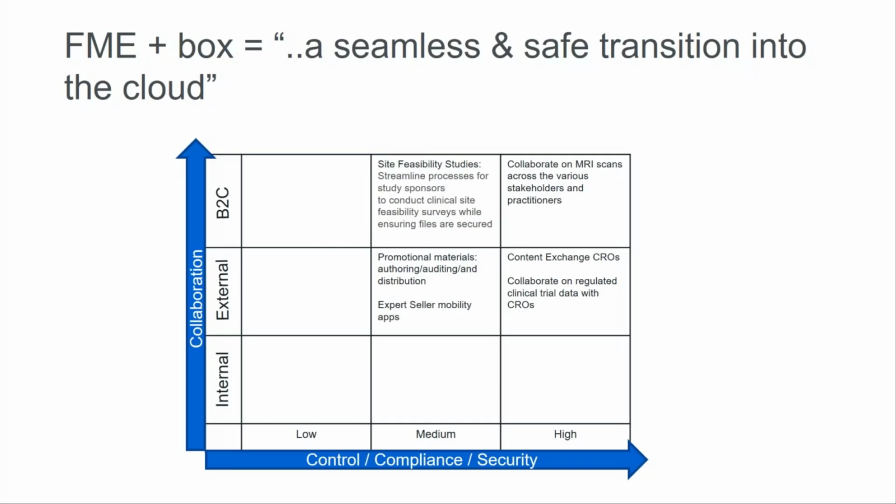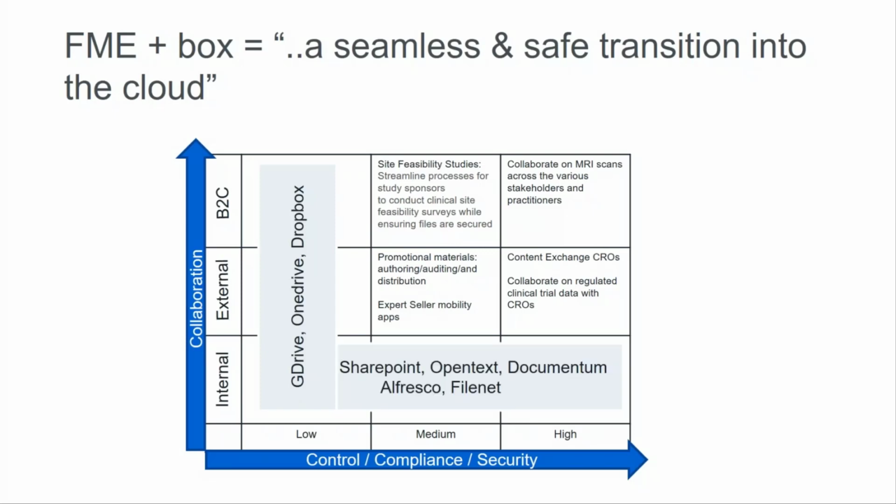If you look at how the market maps onto that, say internal, external, and B2C on the collaboration side on the vertical axis, and then low to medium to high on control, compliance, and security, traditionally technologies like G Drive, OneDrive, Dropbox, often through Shadow IT even, have been very good at external collaboration, but are lacking to some extent in compliance and security functionality. On the other hand, you've got SharePoint, OpenText, Documentum, Alfresco, and FileNet that are very strong in compliance, control, and security, but typically more difficult to collaborate externally.